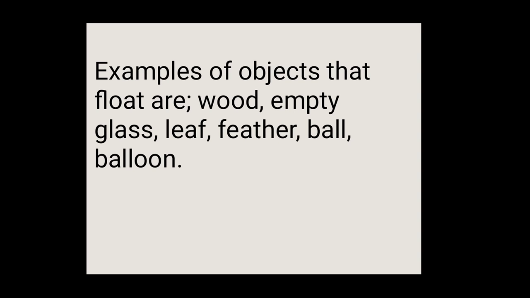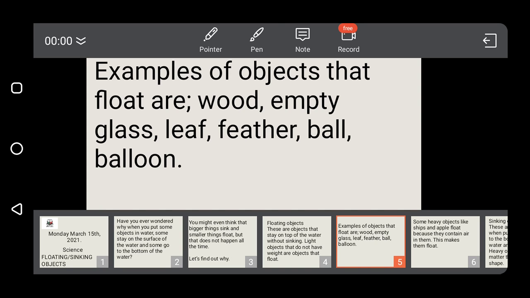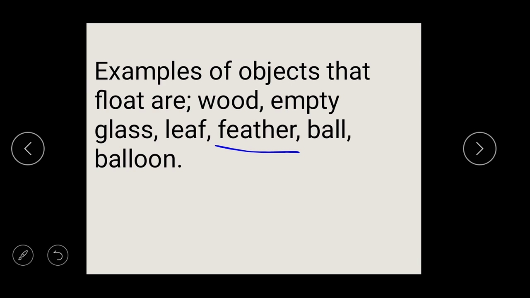Examples of objects that float are wood, empty glass, leaf, feather, ball, balloon. Why? Because they are light. They do not have weight. That's why they will float when you put them in the water.